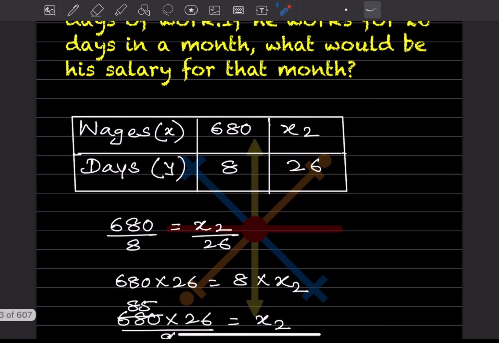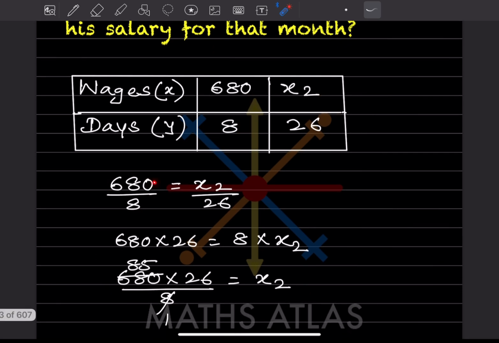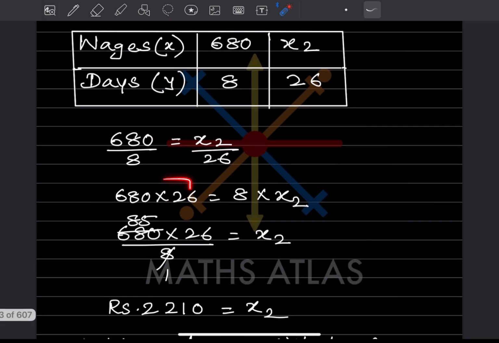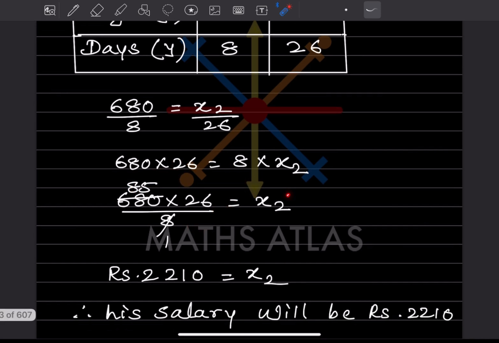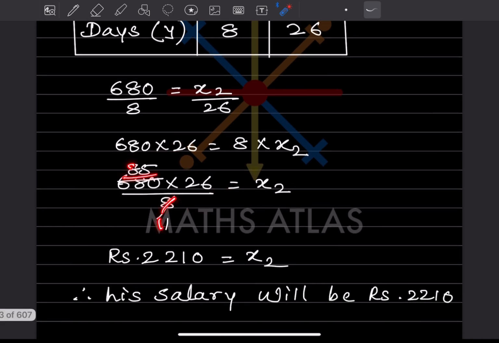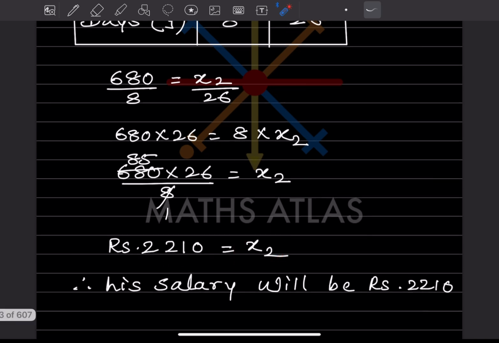That is the wages. So this divided by this one, so 680 divided by 8 is going to be X2 divided by 26. Again, cross multiply, 680 into 26. So this will be 8 into X2. So this will come here and that will get divided. That is X2. So here will be 85 into 26. So that will be 2210, that is rupees, that is X2. So his salary will be rupees 2210.